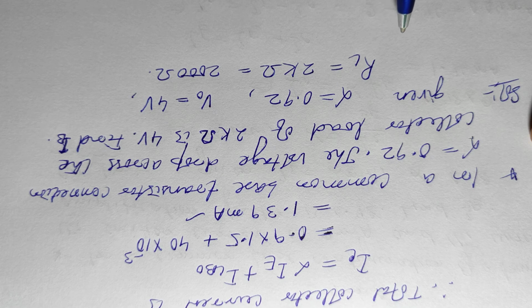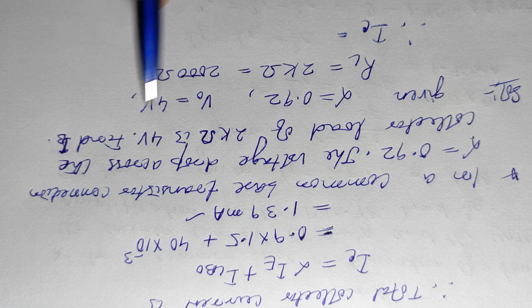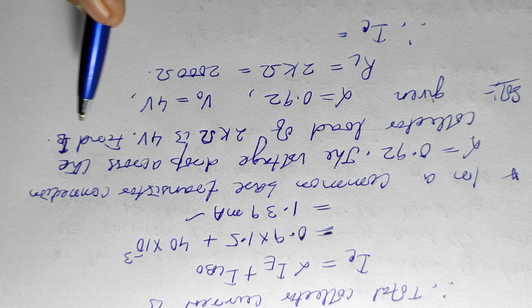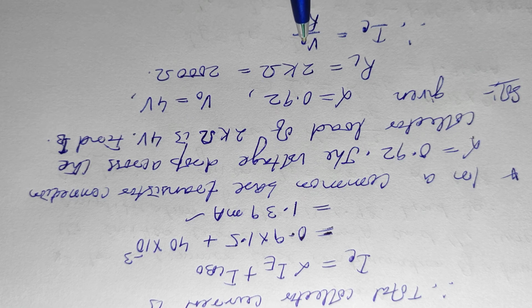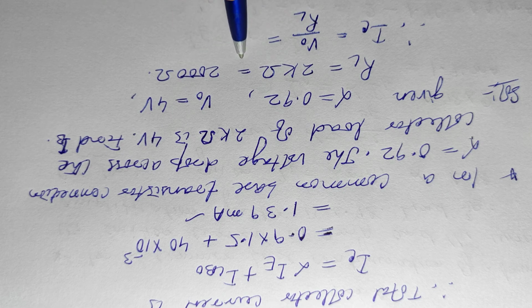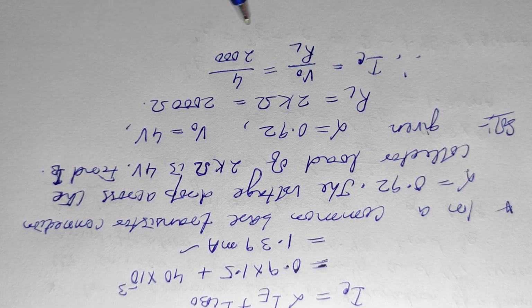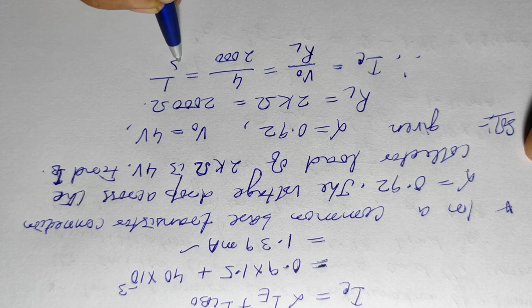And first of all, you have to find out IC, because IE is equal to IB plus IC, and alpha is given. From alpha you can find out IE, and here from V0 and RL we can get IC. IC is equal to V0 by RL, because I is equal to V by R, and it is collector current, and it is the collector load, and this is the voltage drop across the collector load. So V0 by RL, V0 is equal to 4 divided by 2000. Okay, so it is equal to 1 by 500.